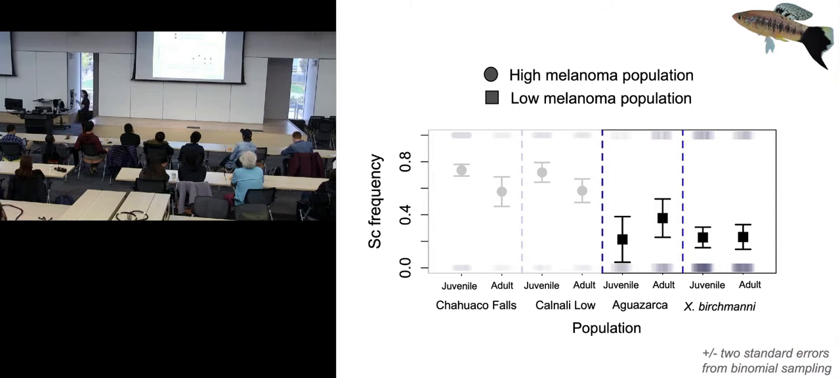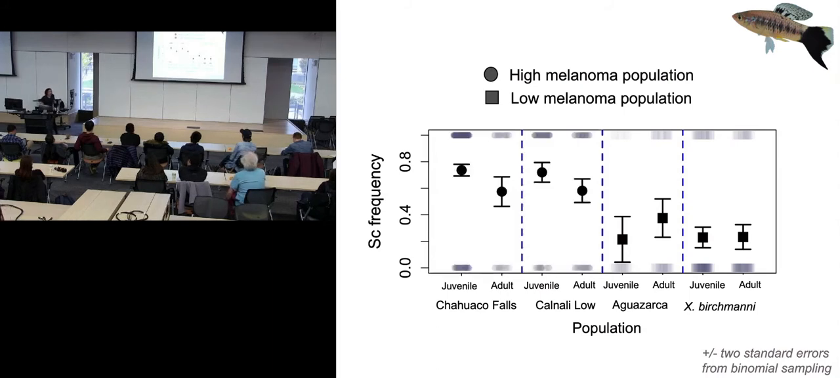But if we then go and look at hybrid populations that have high rates of melanoma, we see a really different pattern, where we actually have quite a high frequency of the spot in juveniles and a lower frequency in adults. And we see this in both of the hybrid populations where we have a high degree of melanoma. And we've actually sampled over 3 years now and are able to replicate this pattern each year. So this suggests that something's going on between that juvenile and adult stage that's changing the composition of the population.